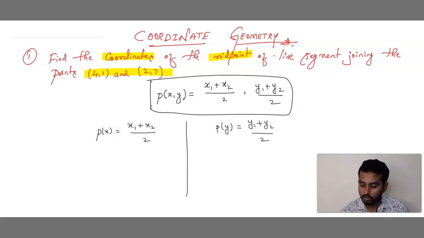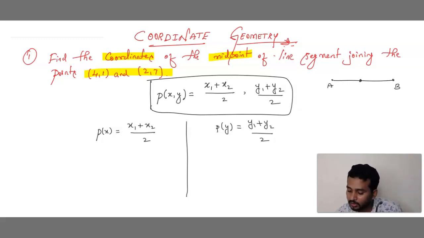Now, we have to find the midpoint. See, this is A and this is B, and the exact center, this is P. This one is nothing but P. So, this is P of (x, y). This is A of (x1, y1), B of (x2, y2). What do you mean by midpoint?